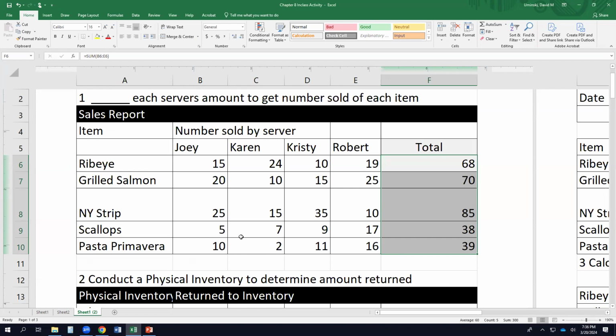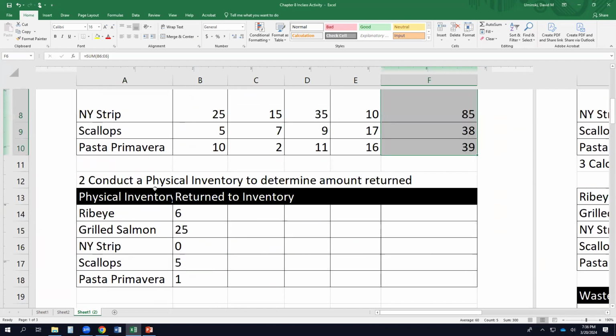So the second thing we want to do is know how many of each item we've returned back into inventory, okay? To do that, we have to do a physical inventory. What is physical inventory? It's where we go and count it, right? Perpetual inventory is what the computer system says we should have on hand. As I ring in orders, that perpetual inventory continually updates. Physical inventory means that I can physically touch it, I can see it, I can count it, okay?